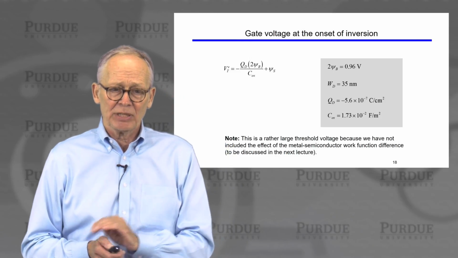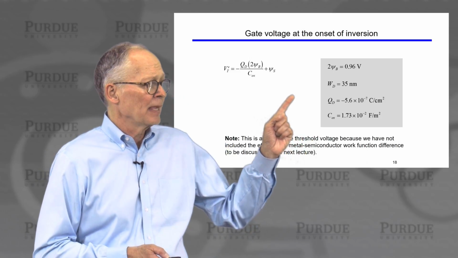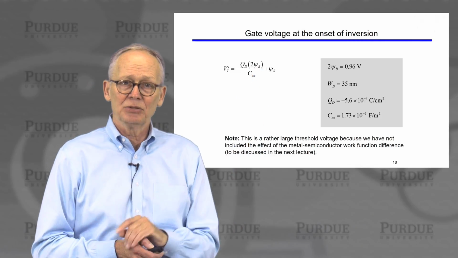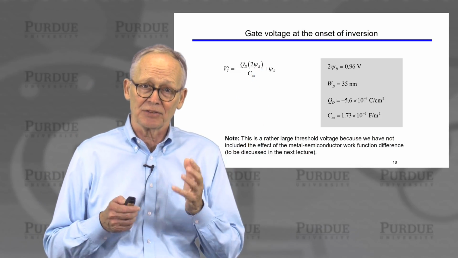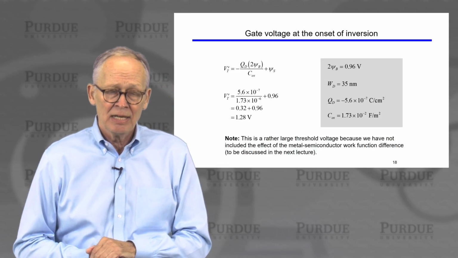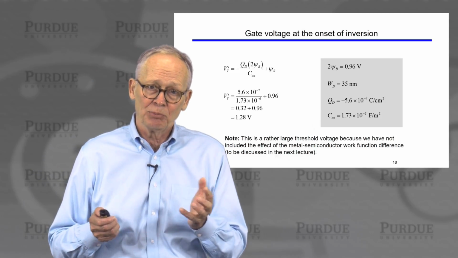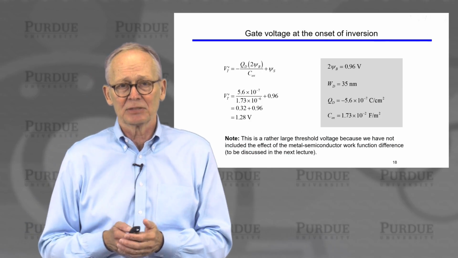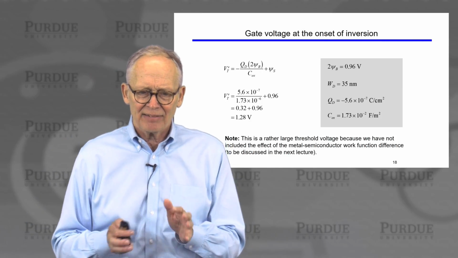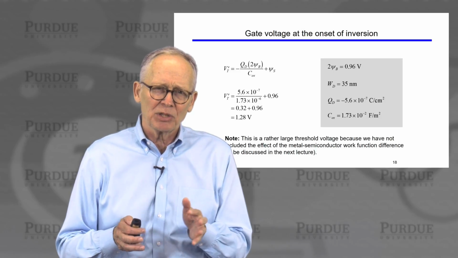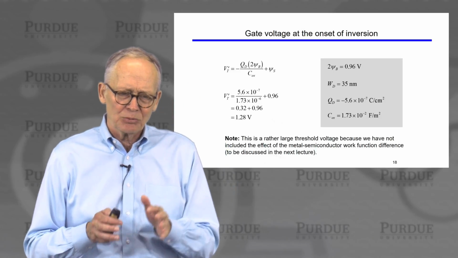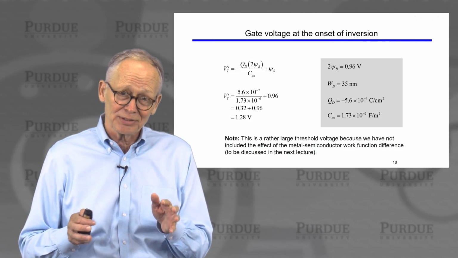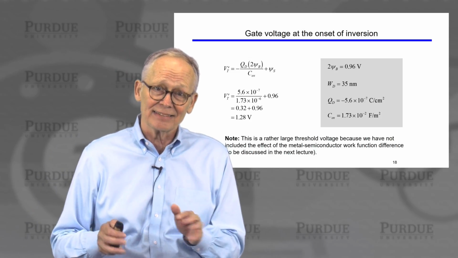Okay, so finally, we can put all of these numbers together. We can find the gate voltage that it takes to bend the bands by 2 psi B. We call that gate voltage the threshold voltage, V sub T. We put numbers in, we get 1.28, about 1.3 volts to invert this particular semiconductor. Now that actually turns out to be larger than what you would expect in practice. The reason it's a little bit larger is because we've ignored something which is quite important in practice. We'll talk about that in the next lecture.